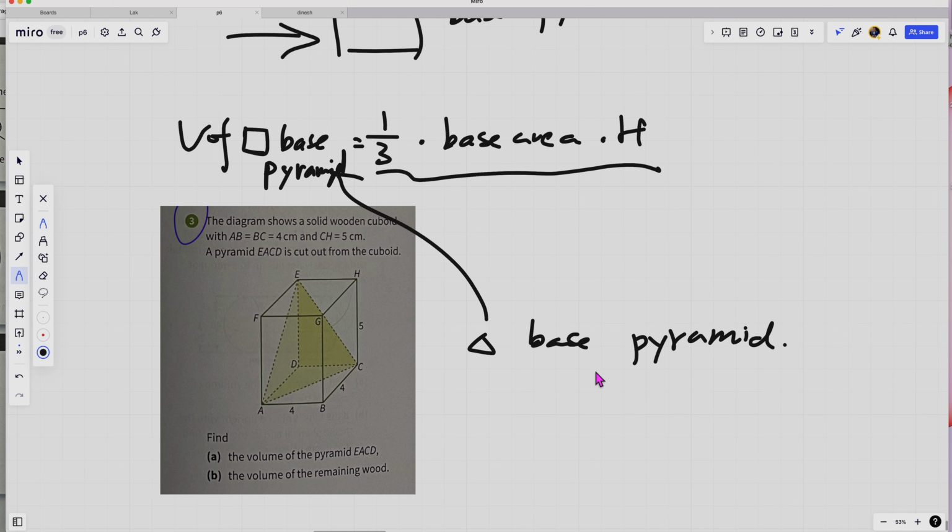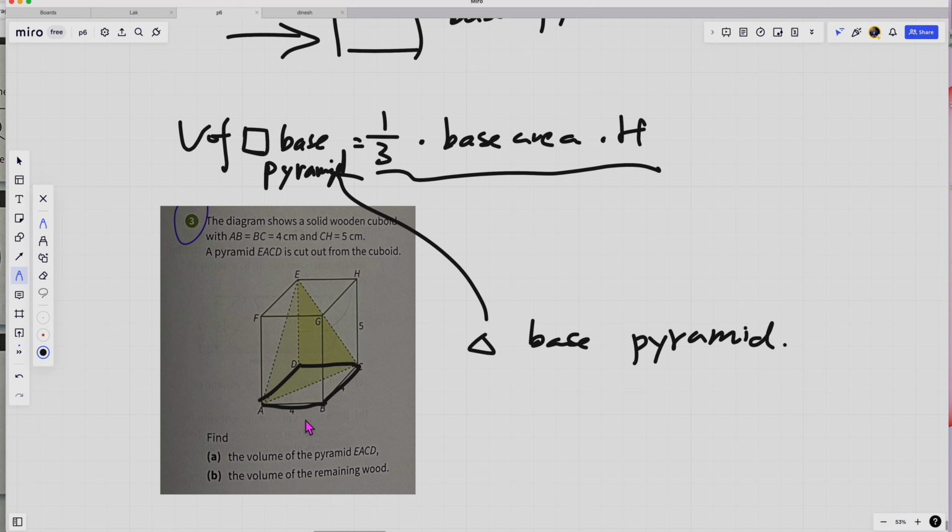Look at the shape. Because it's a triangle. Now, how is it different? It's half of the normal pyramid. Very good. Why? Because imagine it's still a square base pyramid.